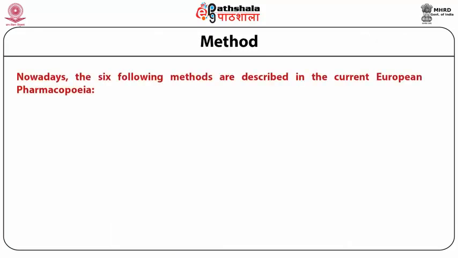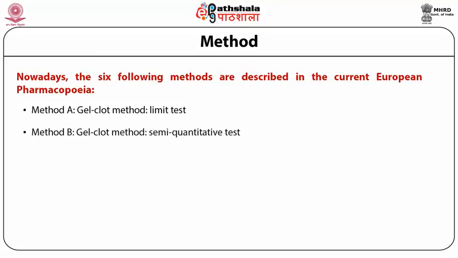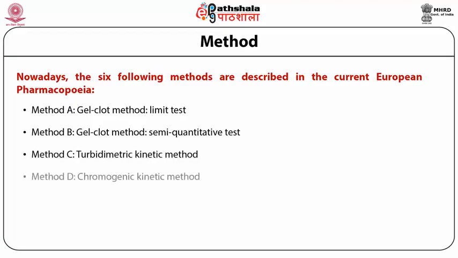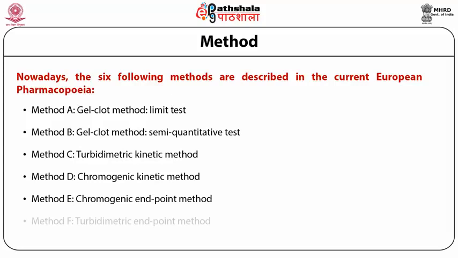Nowadays, the 6 following methods are described in the current European Pharmacopoeia. The first one is method A, that is the gel clot method or limit test. Method B, that is the gel clot method or the semi-quantitative test. Method C, that is a turbidimetric kinetic method. Method D, that is a chromogenic kinetic method. Method E, chromogenic endpoint method, and method F, that is a turbidimetric endpoint method.